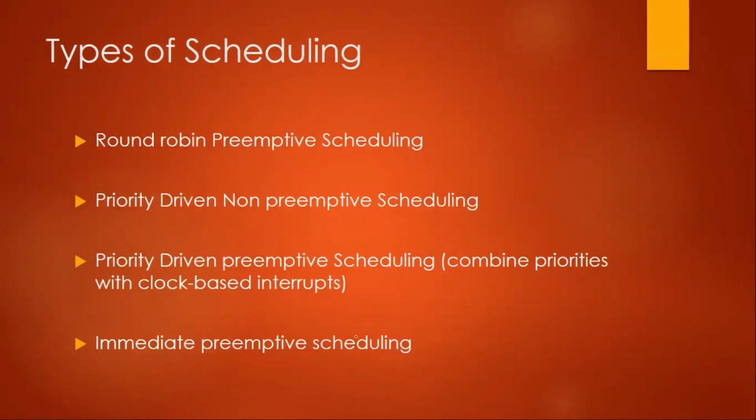Real-time scheduling has many scheduling models. Let's talk about the common four models: the round-robin preemptive scheduling, priority-driven non-preemptive scheduling, priority-driven preemptive scheduling, which combines priorities with clock-based interrupts, and the immediate preemptive scheduling.